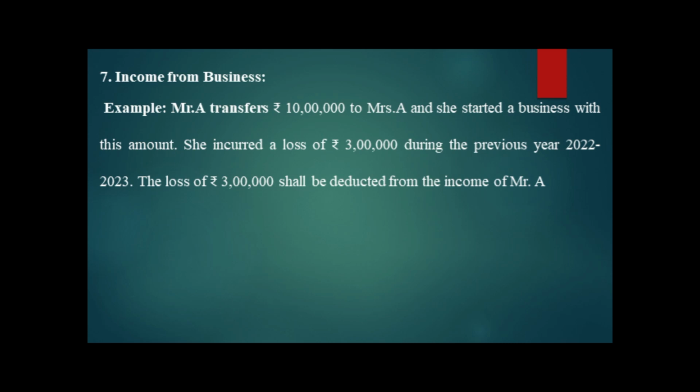Then the next case is income from business. If an individual or an assessee transfers any asset which is used in his business to the spouse or his son's wife, and the same asset is used by his spouse or daughter-in-law for their business, then the profit arising from the use of that asset will be taxable in the hands of the individual or the transferor. For example, Mr. A transfers rupees 10 lakh to Mrs. A and she started a business with this amount. She incurred a loss of rupees 3 lakhs in that business during the previous year 2022-23. The loss of rupees 3 lakhs shall be deducted from the income of Mr. A.